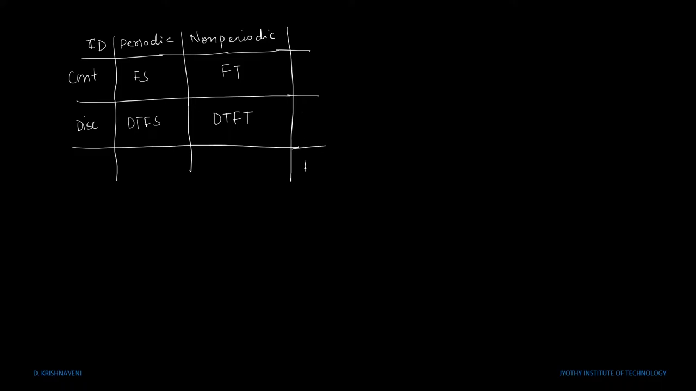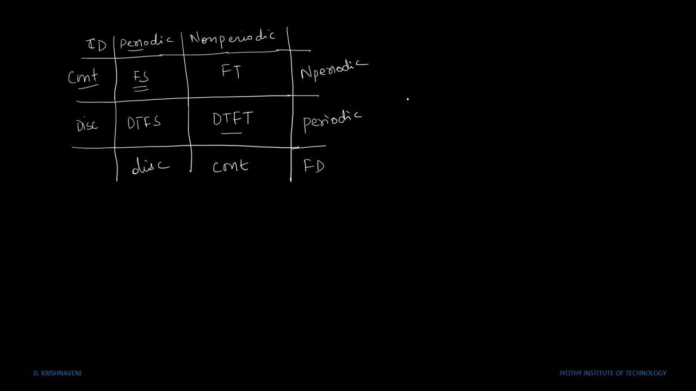So what exactly happens in the frequency domain? Once we apply Fourier series, we get a discrete non-periodic signal. What does this mean? A continuous periodic signal in the time domain, you apply Fourier series and you get a discrete non-periodic signal in the frequency domain. Discrete periodic signal in the time domain, you apply DTFS, you will get discrete periodic signal in the frequency domain. Continuous non-periodic signal in the time domain, you apply Fourier transform, you will get continuous non-periodic signal in the frequency domain. Discrete non-periodic signal in the time domain, you apply DTFT, you will get continuous periodic signal in the frequency domain.